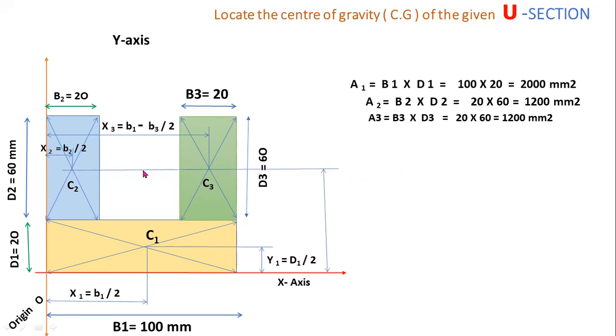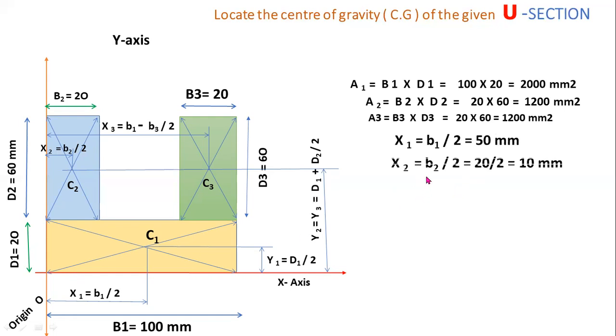Now here C2, C3 are the individual centroids. Here Y2 and Y3 are both equal for C2 and C3. So Y2 and Y3 are the distance of centroid C2 and C3 from the x-axis. That value equals the depth of the bottom rectangle plus the depth of this rectangle, D1 plus D2 by 2.